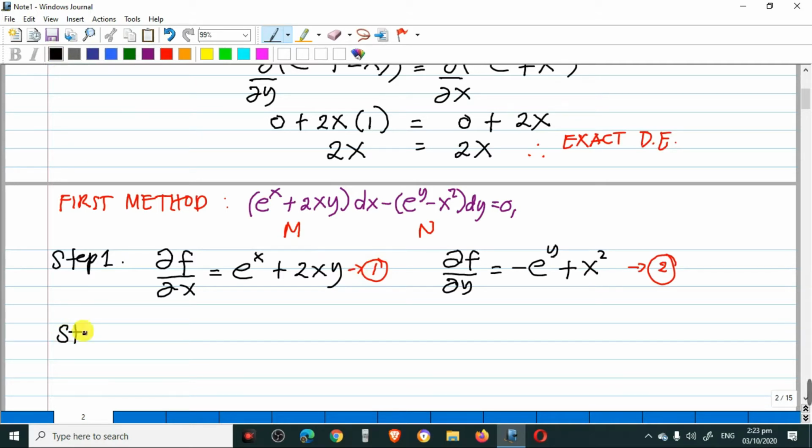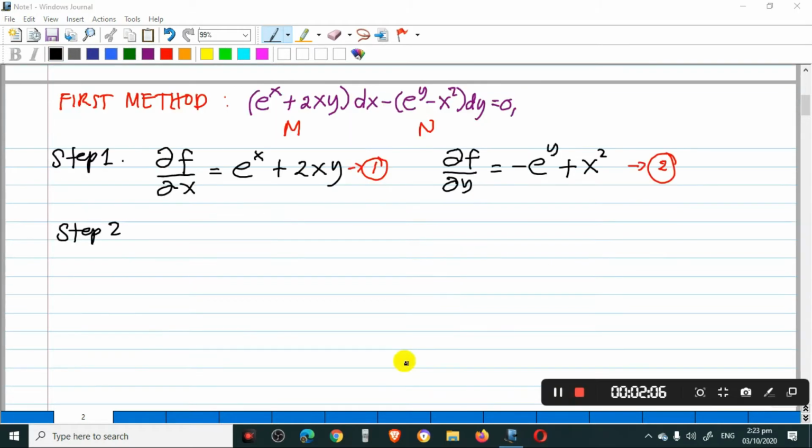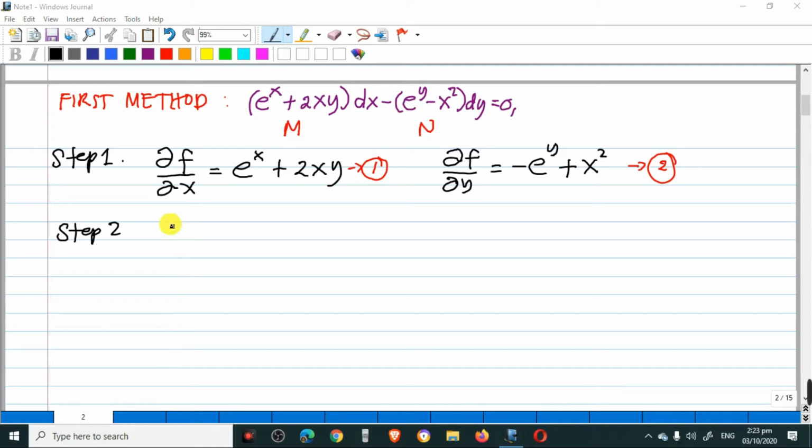Step number 2, let us partially integrate equation number 1. And step number 3, we are also going to partially integrate equation number 2. So, let us first do the partial integration of equation number 1 under step number 2. Partial integration is what we will do here, using equation number 1.